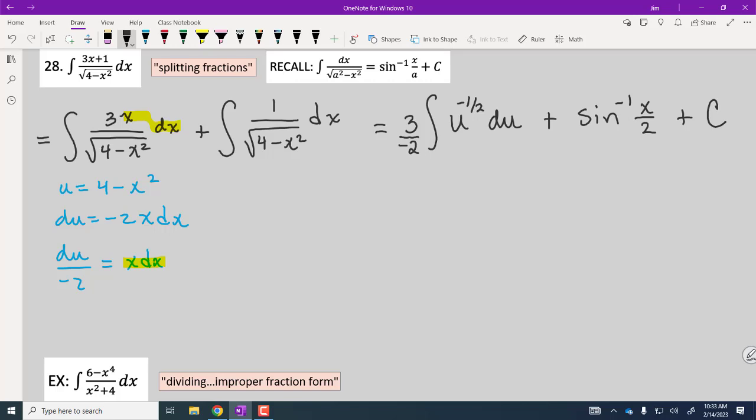Now we're ready to roll with the power rule. So we have negative 3/2. Add 1 to the exponent, divide by the new exponent. So we're going to get u to the 1/2. Dividing by 1/2 is the same as multiplying by 2. We've got that. Final step.